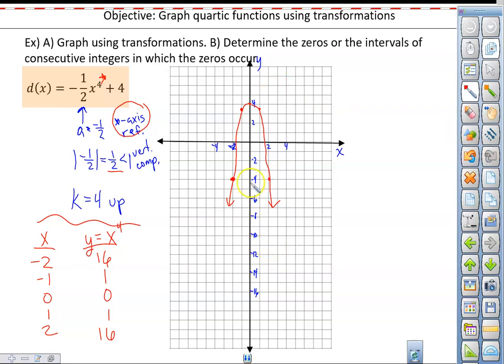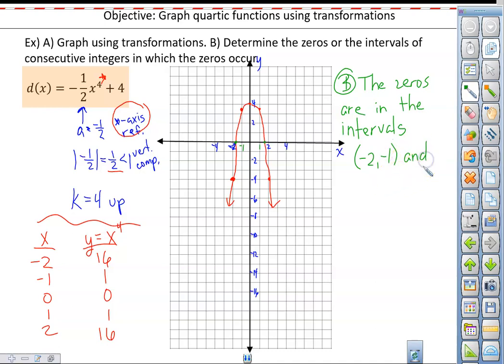There. So now, part B, this time, what we have to realize is that our zeros are going to be here and here. So this is the interval for this left side 0 from negative 2 to negative 1. And this is the interval where the second 0 is from positive 1 to positive 2. Remember, intervals always go from least to greatest, left to right. So for our B part, the zeros, plural, because there's more than one, are in the intervals, plural, from negative 2 to negative 1, and from 1 to 2. And that would finish part B.